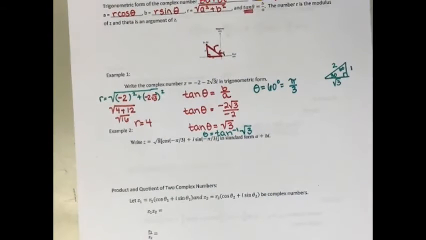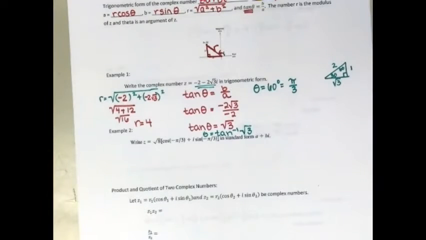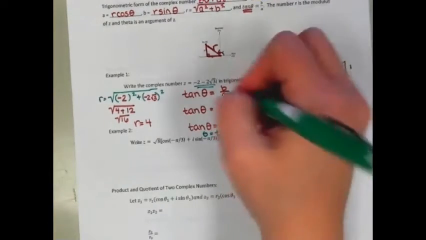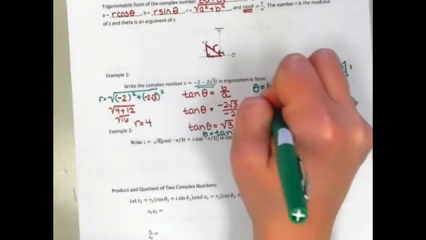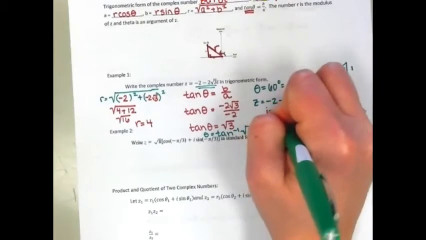Okay. Now, however, once again, we have to think about this. What quadrant is -2 minus 2 radical 3i going to be in? Is that quadrant 1, 2, or 3? So -2 minus 2 radical 3i is in quadrant what?